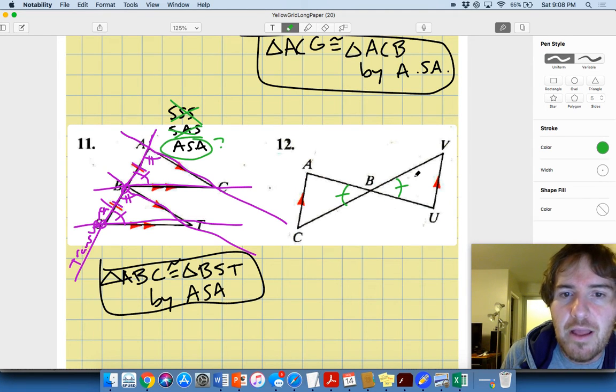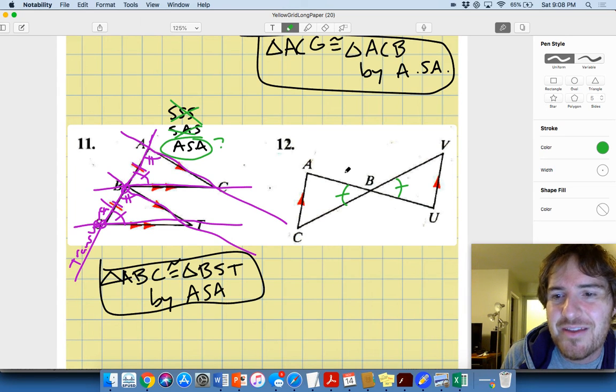It's all good. All right, vertical angles are congruent. That's good, but that's not going to help us, right? We don't know anything about side lengths right here.